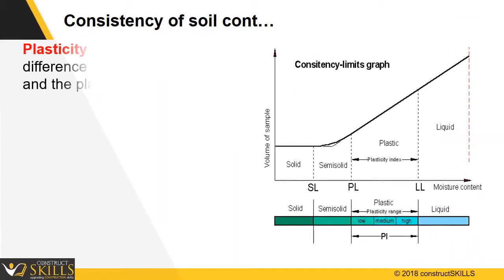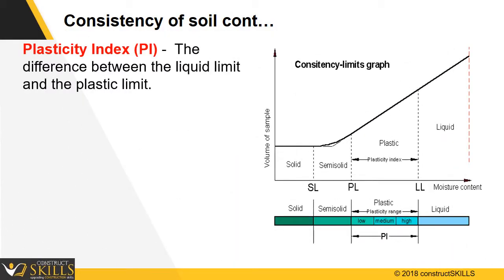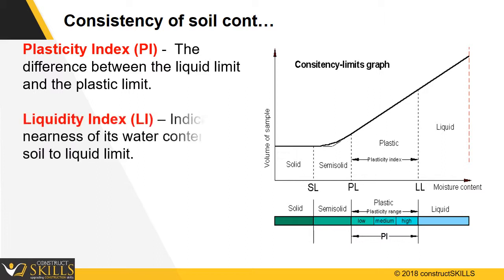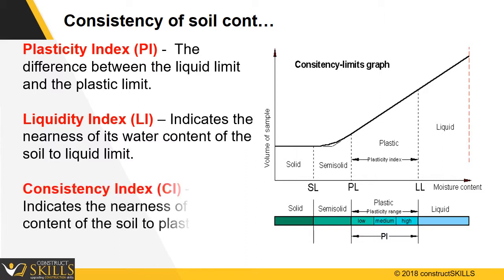Plasticity index. The difference between the liquid limit and the plastic limit. Liquidity index indicates the nearness of the water content of the soil to liquid limit. Consistency index indicates the nearness of the water content of the soil to plastic limit.